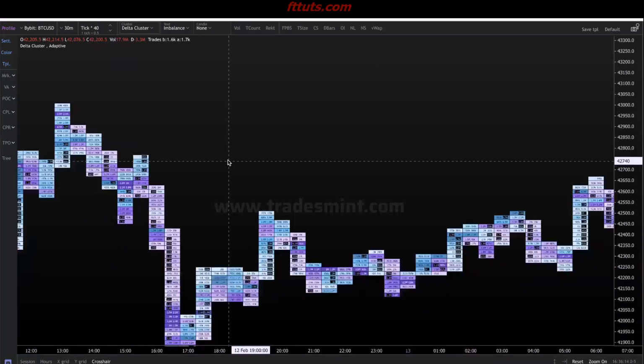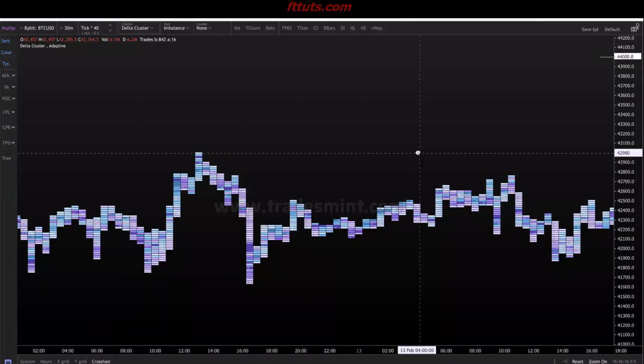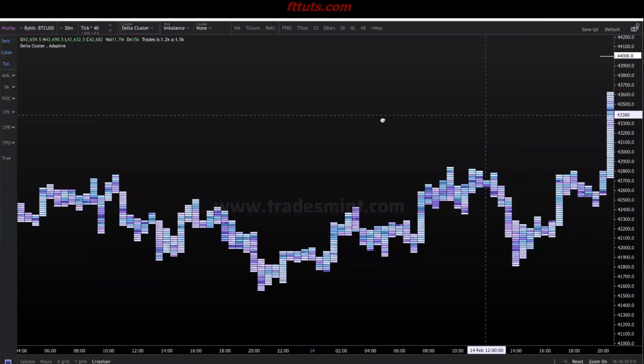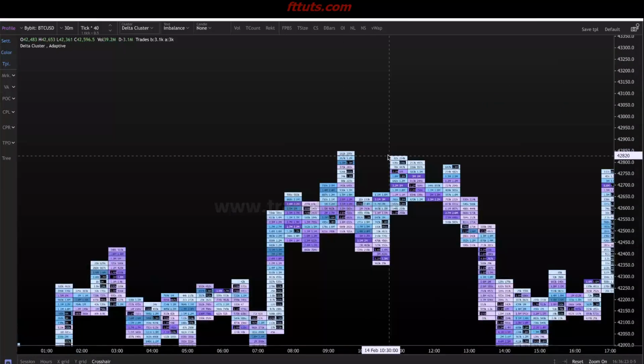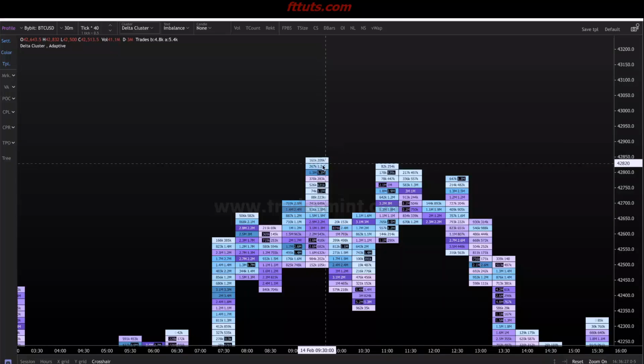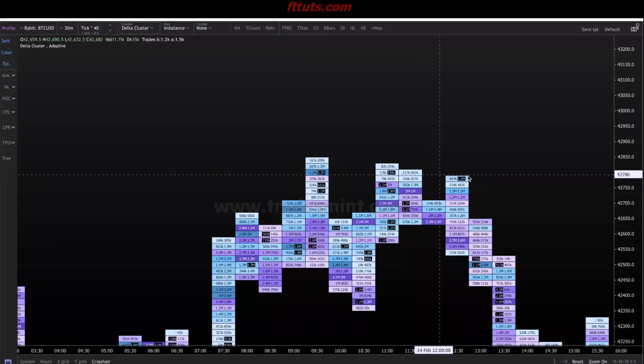Now let's take a look at the second time we attempt to break out of that resistance, right over here. Okay, what happens? We have some imbalances, nothing too crazy here. Okay, and we come back down.